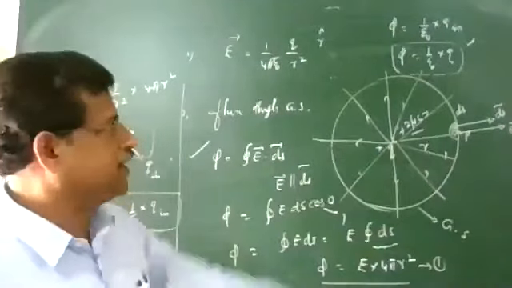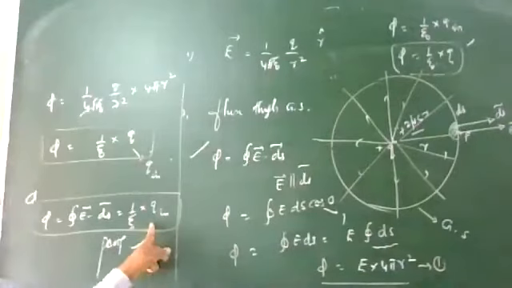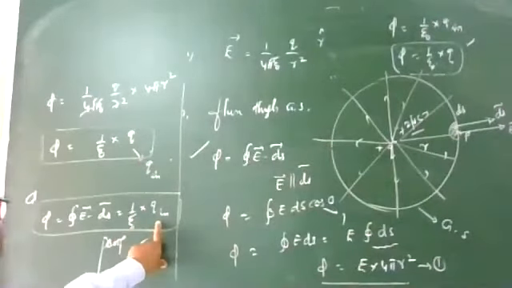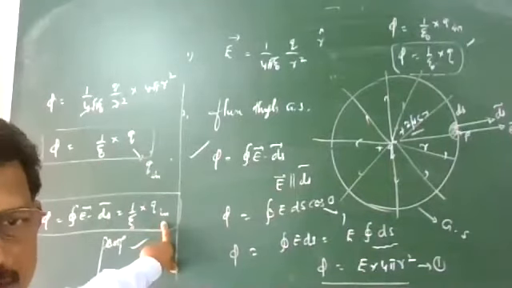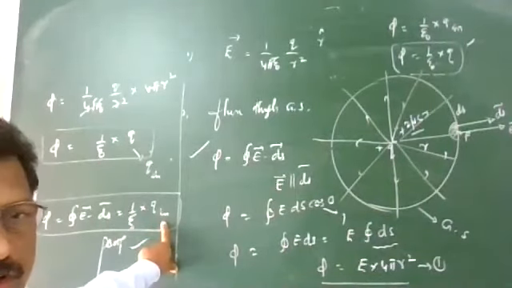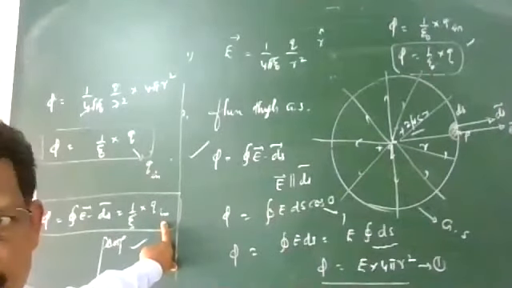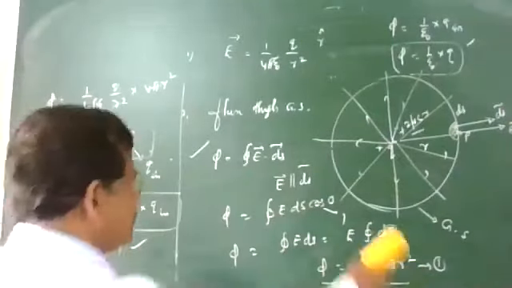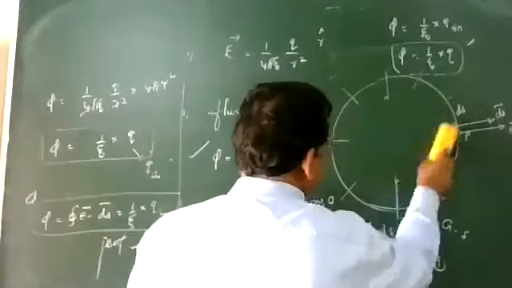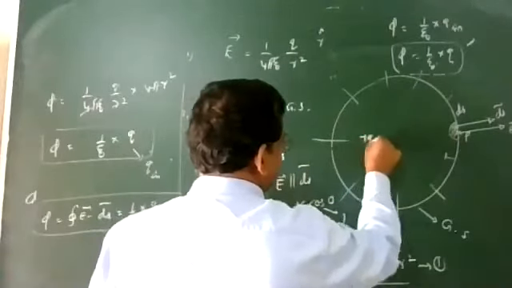Next important point here: in the equation we have Q inside. How to calculate Q inside? That is the total charge inside the Gaussian surface. It will be equal to the algebraic sum of the charges. Positive has to be taken as positive, negative has to be taken as negative. That is the algebraic sum. Suppose inside the surface, I am saying, diagram, suppose I am marking here plus Q and minus Q charge is kept here.